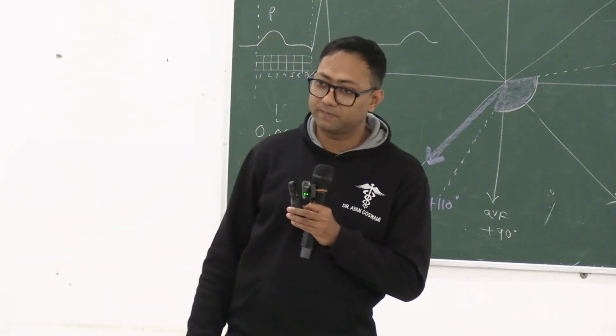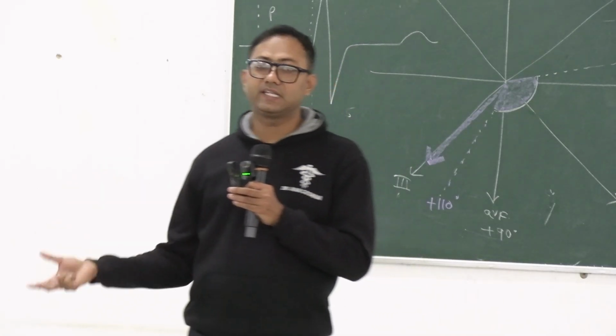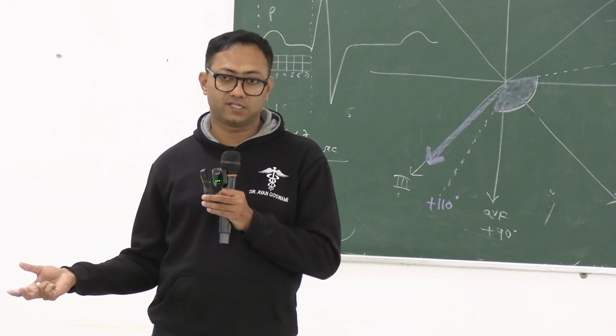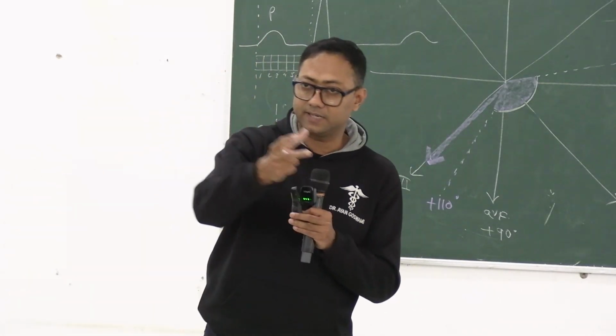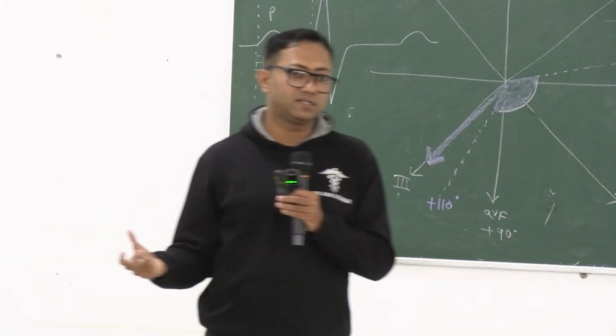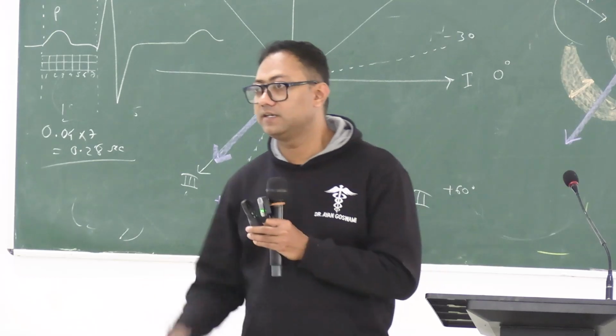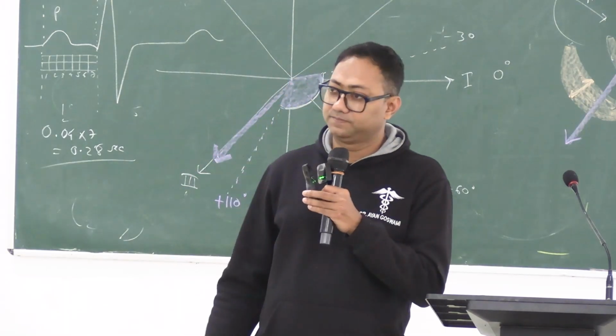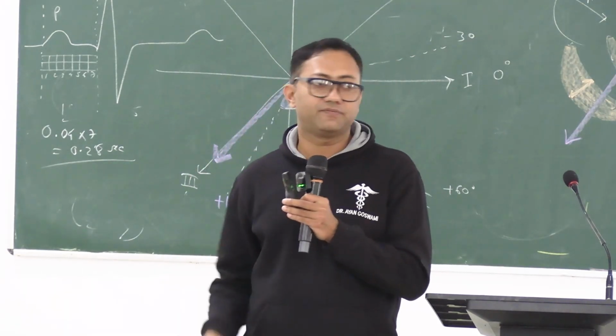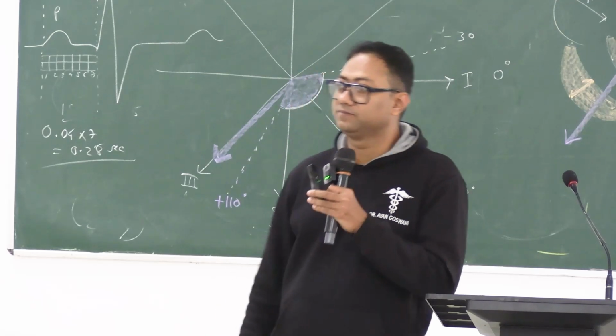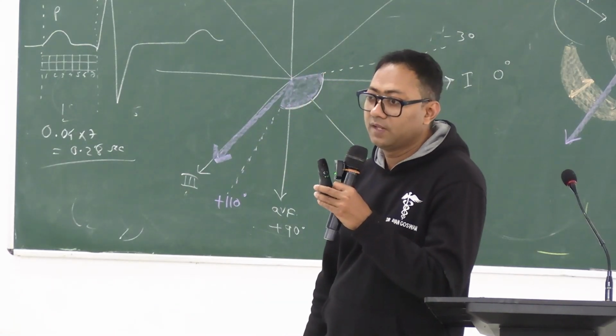Correct? Getting my point? Because the P wave is atrial depolarization and the QRS complex is ventricular depolarization. The time interval between atrial depolarization and ventricular depolarization tells you how fast the atrial depolarization comes into the ventricle, the traveling time of the action potential from atria to ventricle. Getting my point? Clear? Okay.